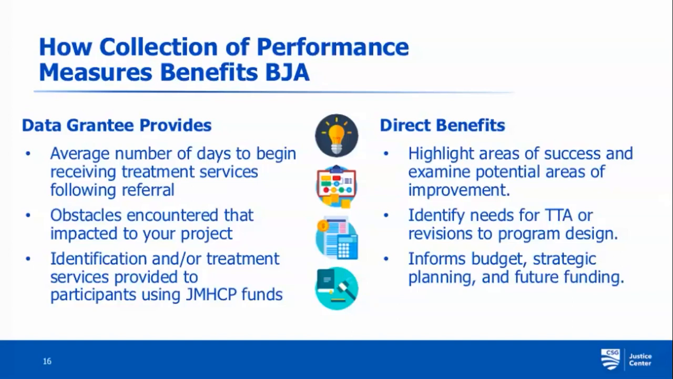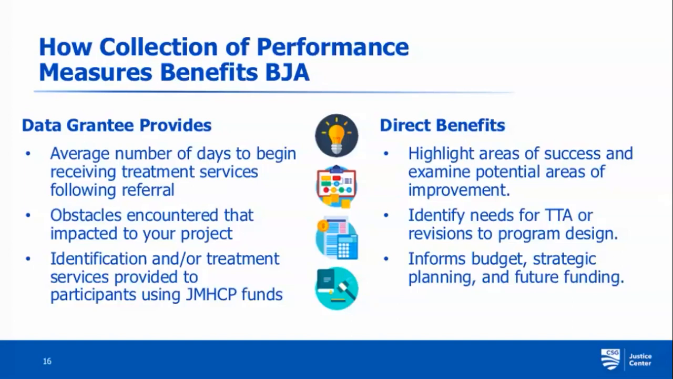Another sample performance metric is: what obstacles, if any, did you encounter that have had an impact to your project? The direct benefit to BJA is that it helps us identify needs, your needs as a grantee, for training and technical assistance, or any revisions to the program design or implementation that need to be made on our end. It helps us track your activity and your progress towards your goals.